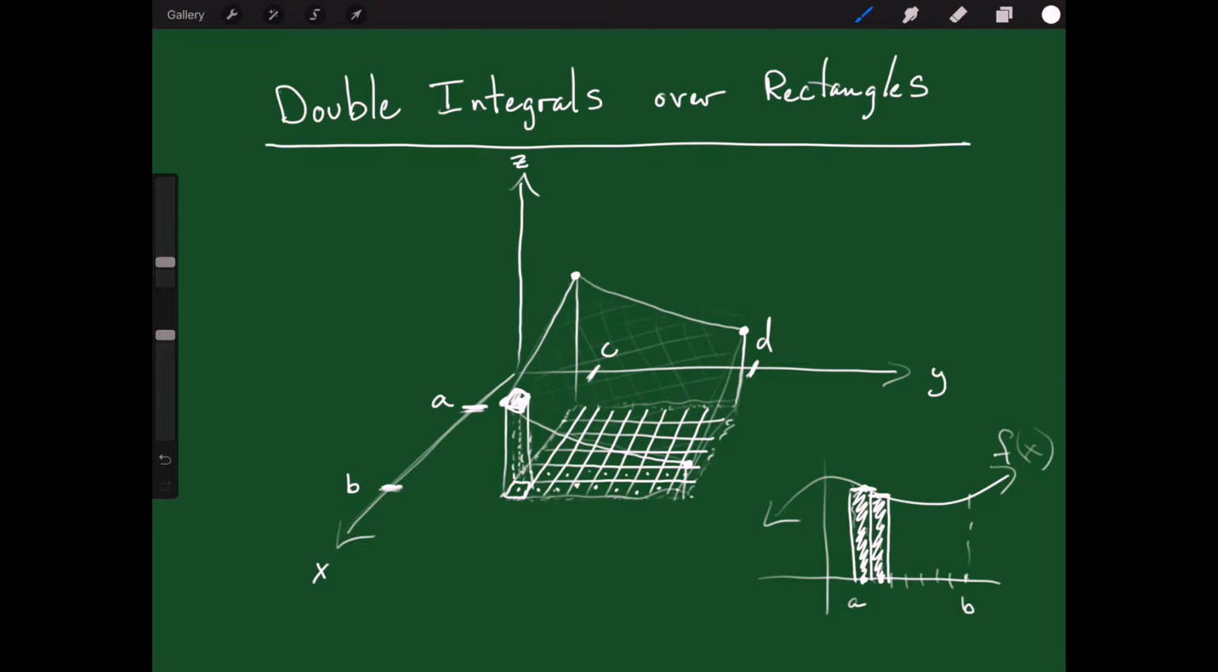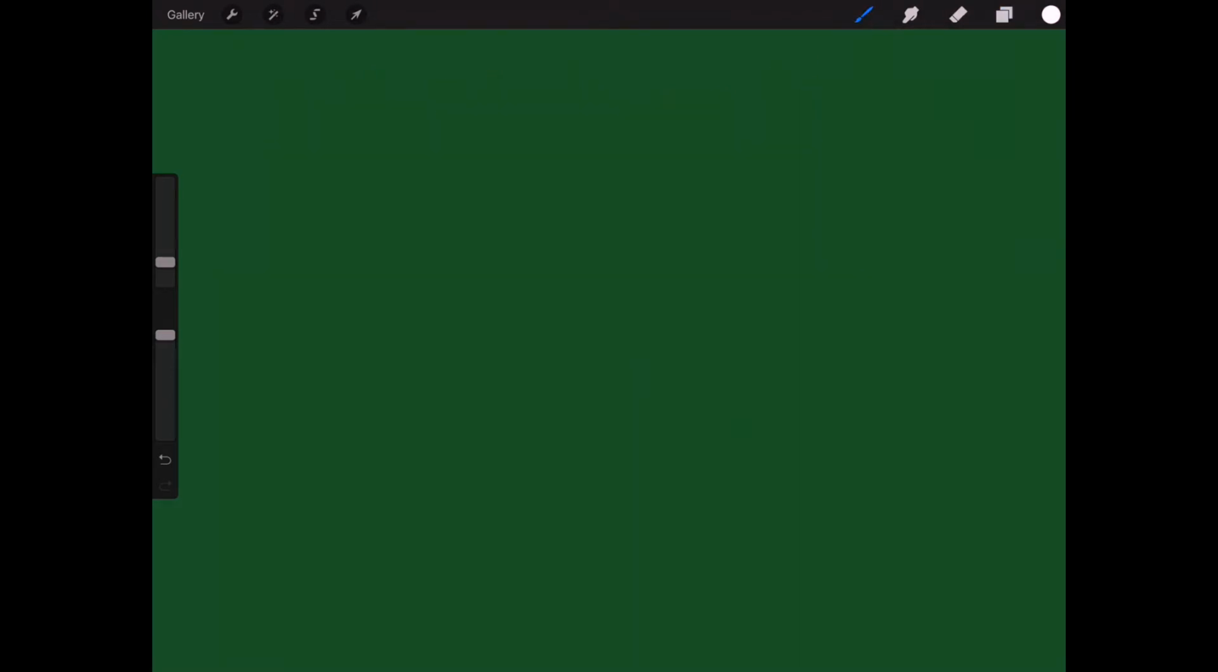Let me write something down here. What I'm looking to do is the volume is going to be equal to the limit as the maximum of delta x sub i times delta y sub j goes to 0 of the sum. I'm sorry, I put in something that is not so good. This should be a j.